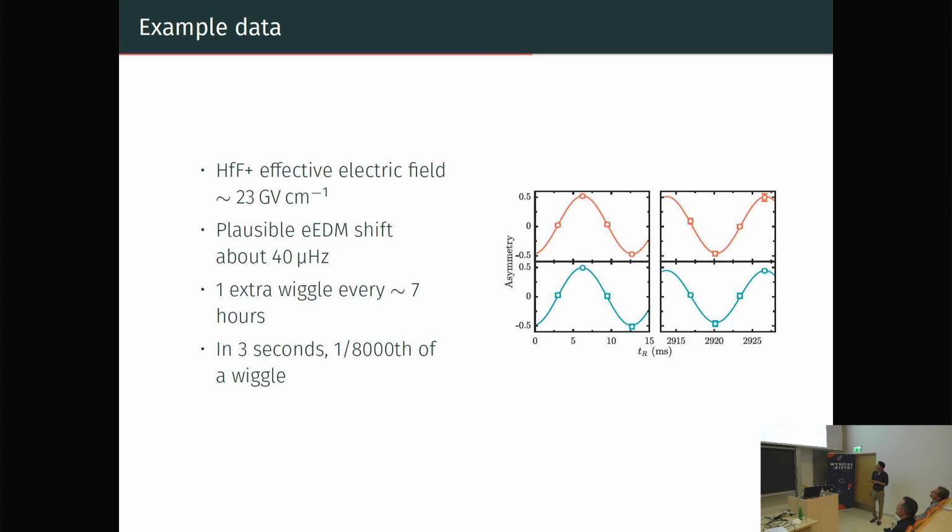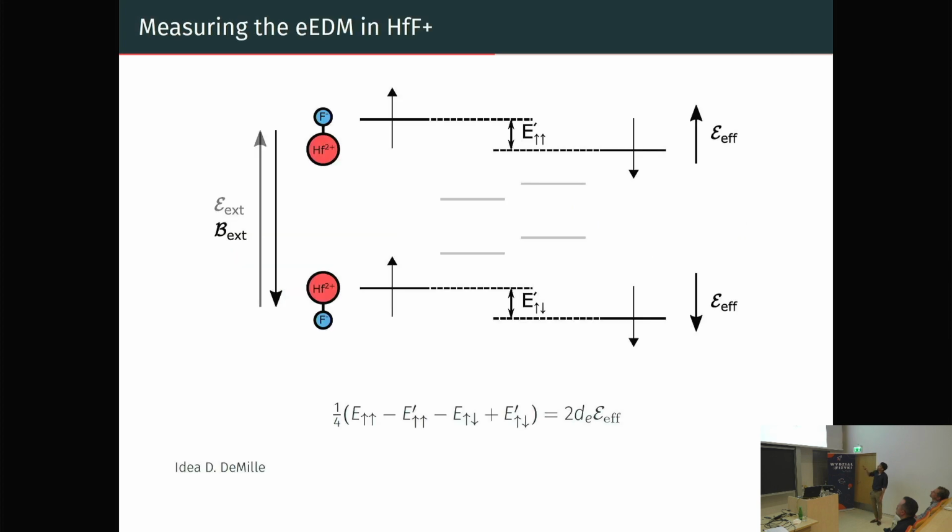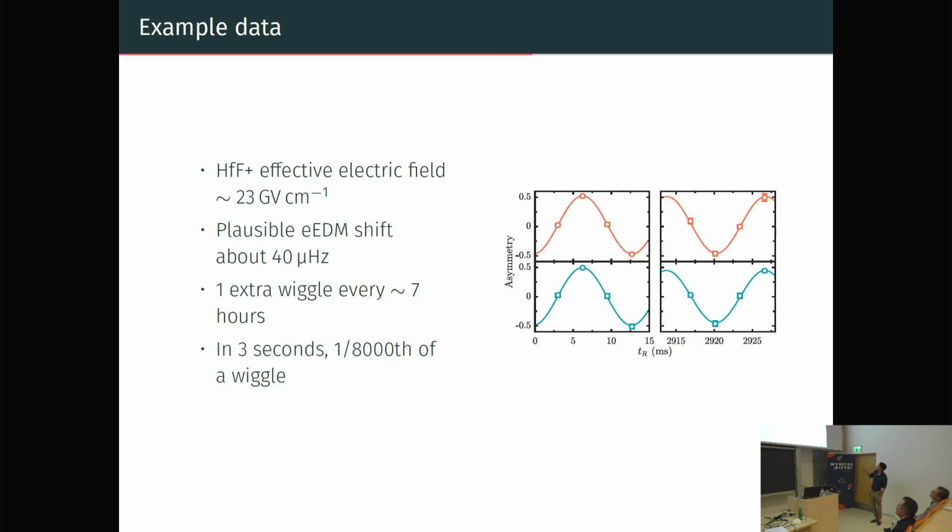So this is some example data. These are Ramsey fringes for the upper doublet. So measuring the energy difference between these two states up here and the energy difference between these two states down here is this blue fringe down here. And you can see that these Ramsey fringes go out to about 3 seconds in this case.